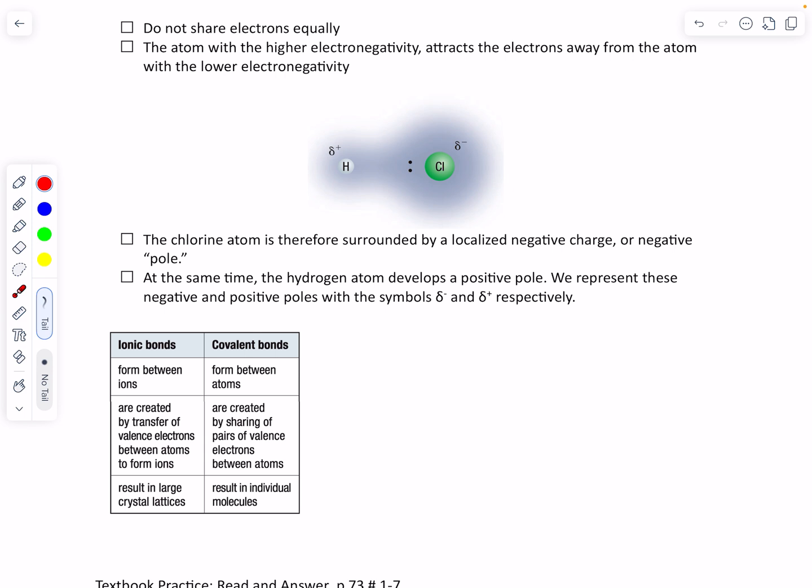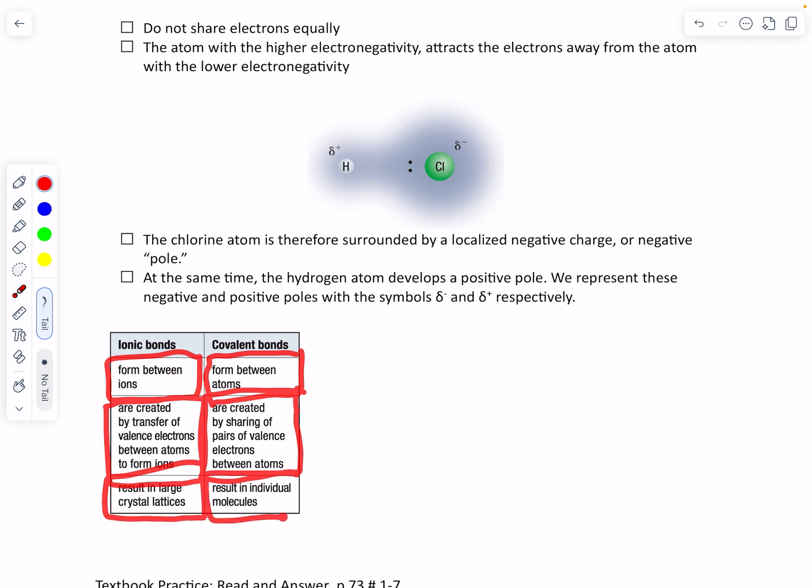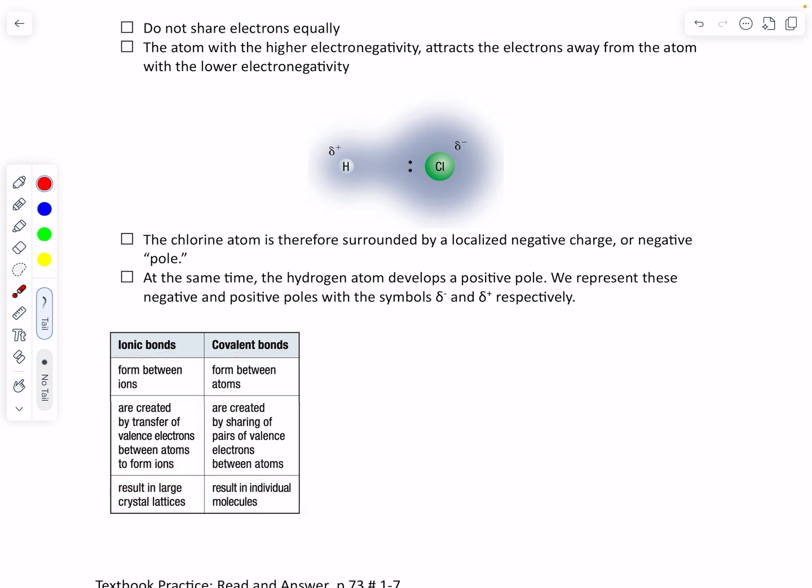Let's summarize ionic bonds and covalent bonds. Ionic bonds form between ions. Covalent bonds form between atoms. Ionic bonds are created by transfer of valence electrons between atoms to form ions. Covalent bonds are created by sharing of pairs of valence electrons between atoms. Ionic bonds result in large crystal lattices, and covalent bonds result in individual molecules. Please try any practice problems related to this section.